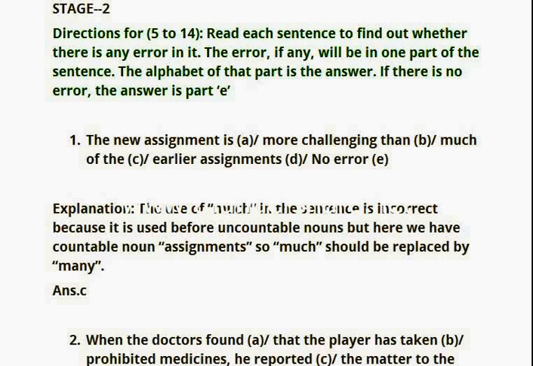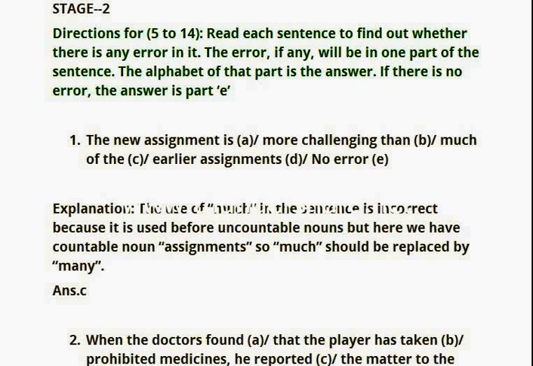Earlier we had 4 options or 4 parts of the sentence in which we found which part has the error, and that part became the answer. In this stage 2 as well, the essence is the same. The part which has the error in the sentence will be the answer, and the only difference is that earlier you had 4 options, now you have 5 options or 5 parts in the sentence. So let's begin with the first question in stage 2.